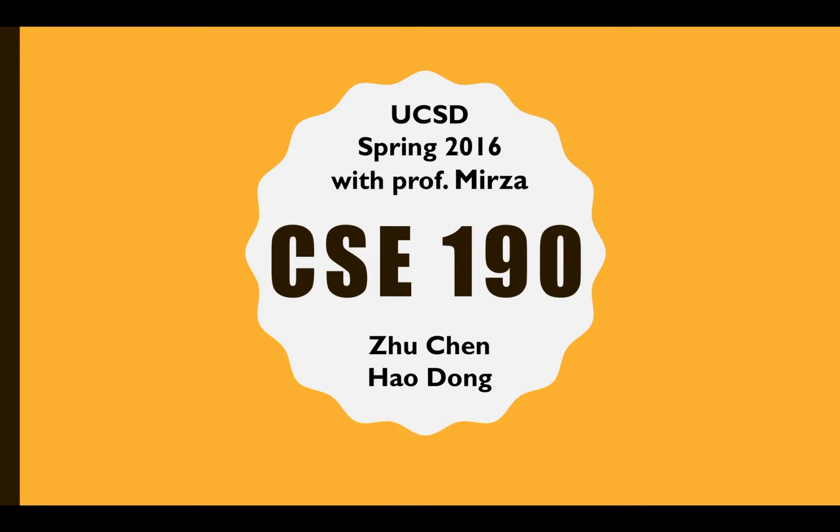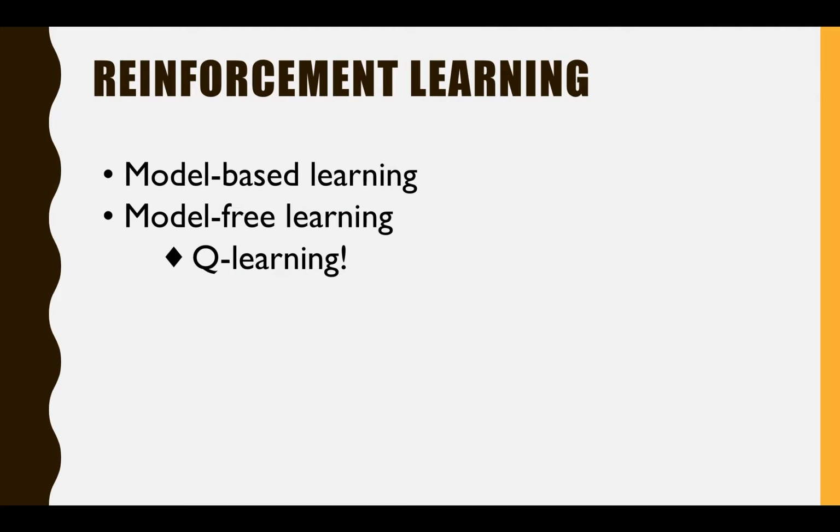Hi everyone, this is the final project for CSE 190. In this project, we implemented reinforcement learning. In the lecture, we talked about two primary types of reinforcement learning, which are model-based learning and model-free learning.